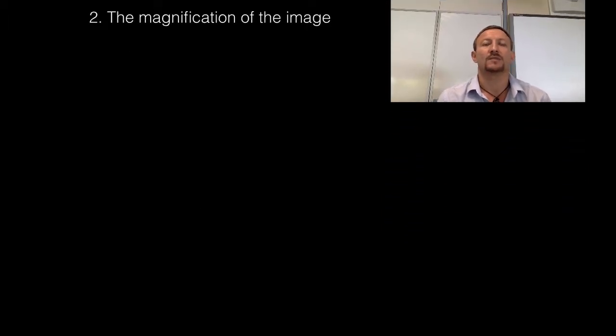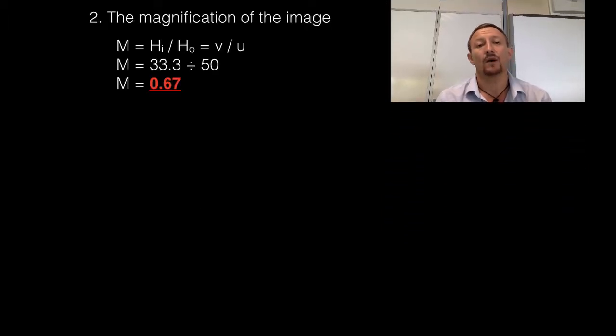So the second one asked me to work out the magnification. Well, I know my distance of my object and I know my distance of my image from question 1, so I can use my formula m equals hi over ho, which also equals v over u. I'm going to use the v over u section to find the scale factor. So it's 33.3, which is what I got for my distance of the image from my previous question, divided by 50. So my magnification is 0.67. It is diminished, it's got smaller.